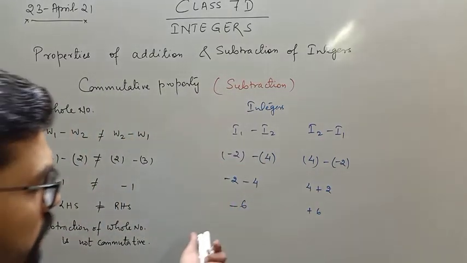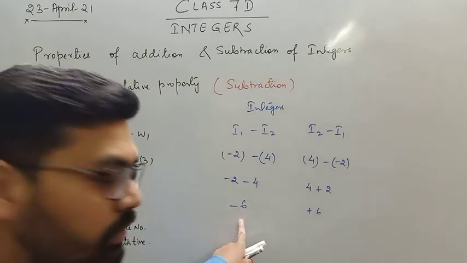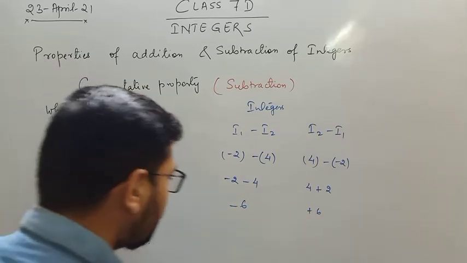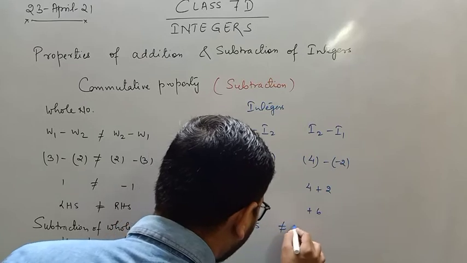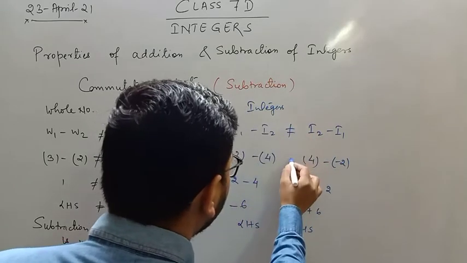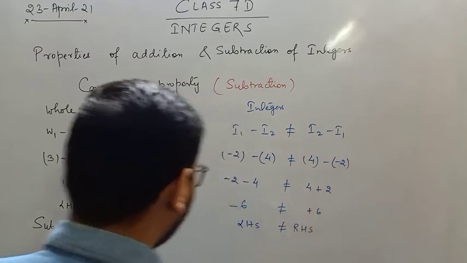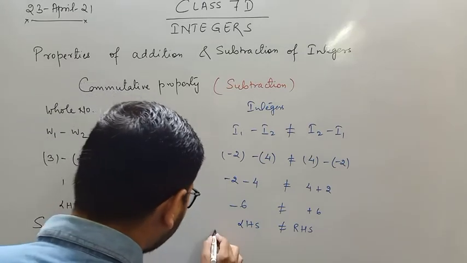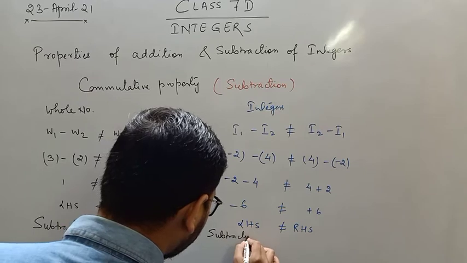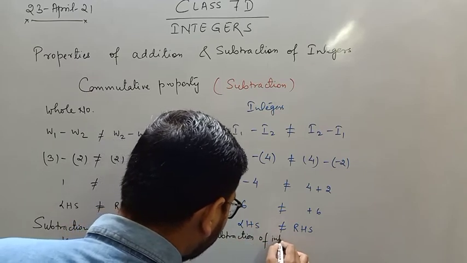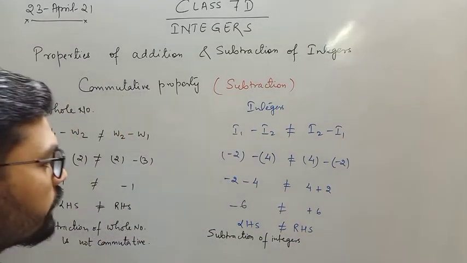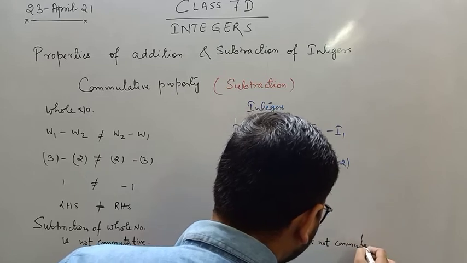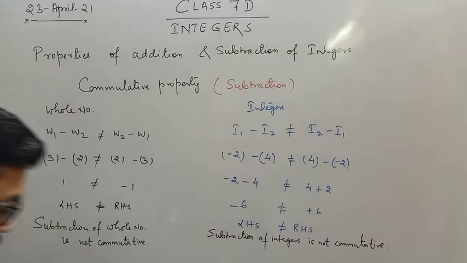So this is clear from this result that LHS is not equals to RHS, because minus 6 can't be equals to plus 6, right? So I can write LHS can't be equals to RHS, or I can simply write that subtraction of integers is not commutative. Any doubt in this?